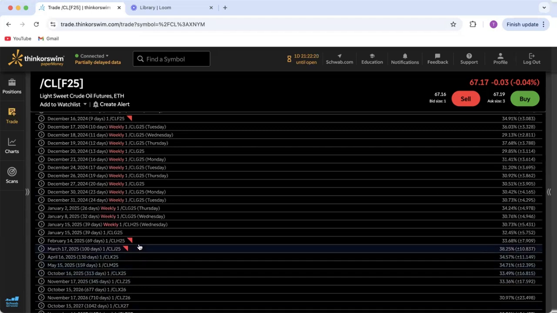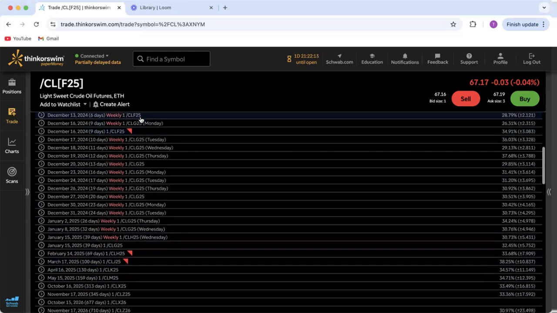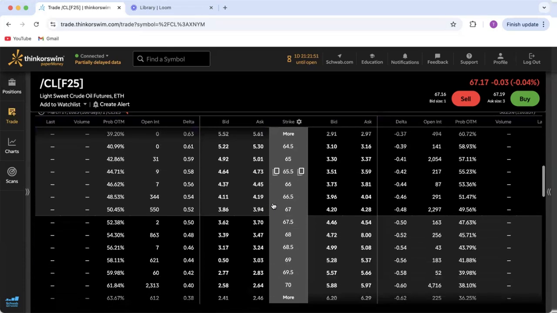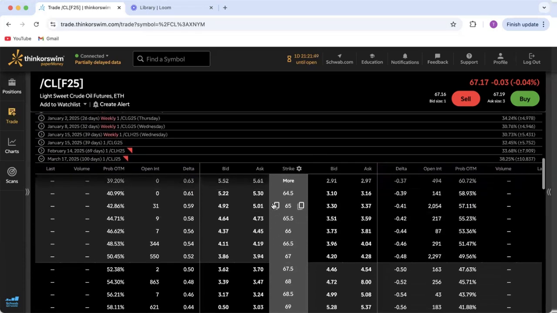Okay. So if you see these little red triangles here, and there's one up here, or up here, that means I have positions in those months. So here's the ones with 9 days left. Here's the one with 69 days left. Here's the one at 100. Okay. So if I want to see what's available in this 100-day category, which expires March 17th of next year, I'm just going to click on that and it's going to open up what's called an option chain. Okay.